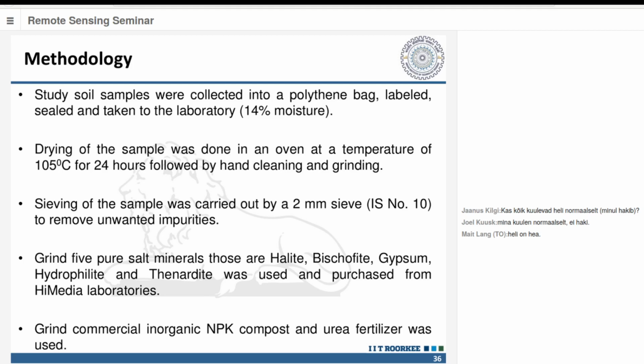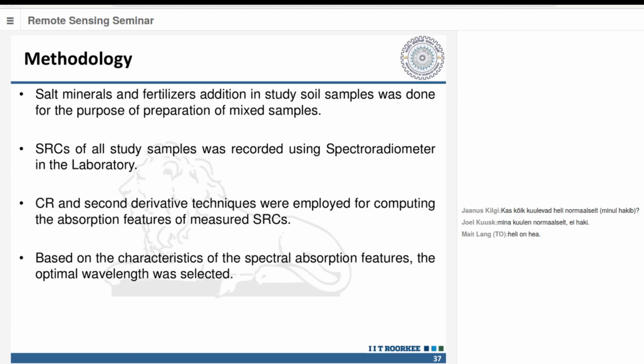Five pure salt minerals, including halite, were ground; these salts were purchased from HiMedia Laboratories. Commercial inorganic NPK compost and urea fertilizer were also ground and used. Salt minerals and fertilizers were added to the study soil samples for the preparation of mixed samples. The spectral reflectance curves of all study samples were recorded using the spectroradiometer in the laboratory.